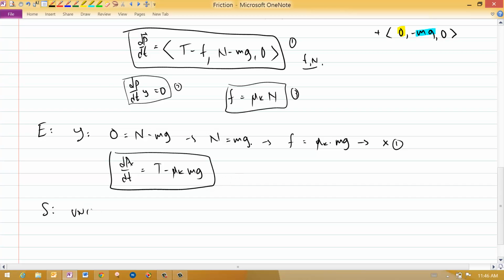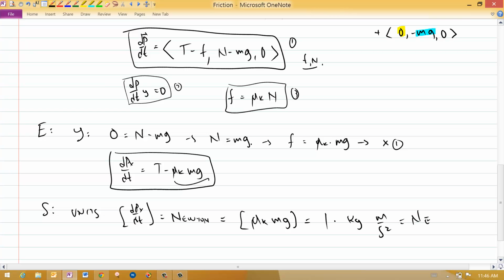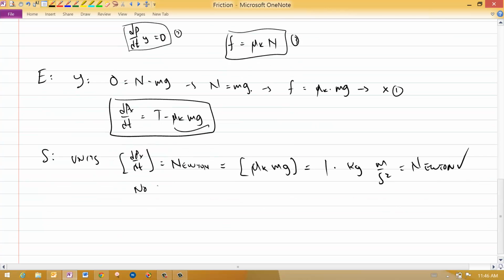Skeptic review. First, let's check the units. The units of dp x/dt should be newtons. Well, the units of tension are newtons, so I just have to check the units of this thing. The units of mu k mg are, well, mu k is just a constant of proportionality between 2 forces, so it's dimensionless. M has units of kilograms. G has units of meters per second squared, and that is a newton. So it passes the unit check. And there are no unknowns.